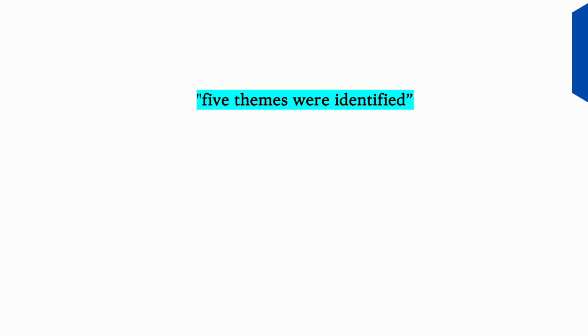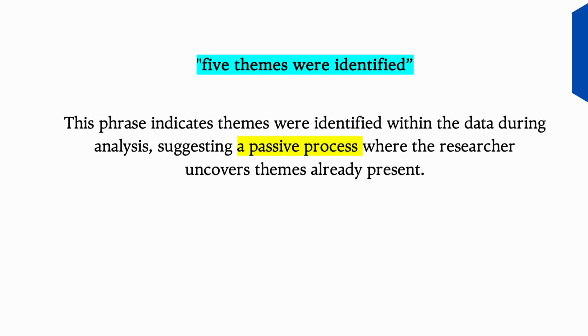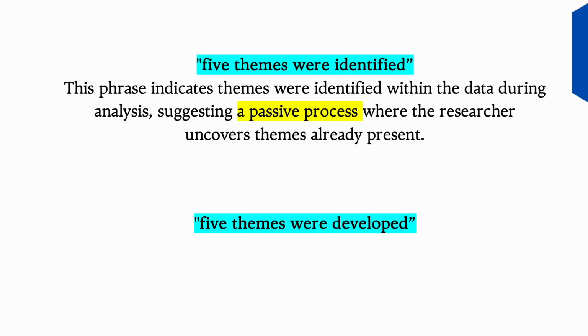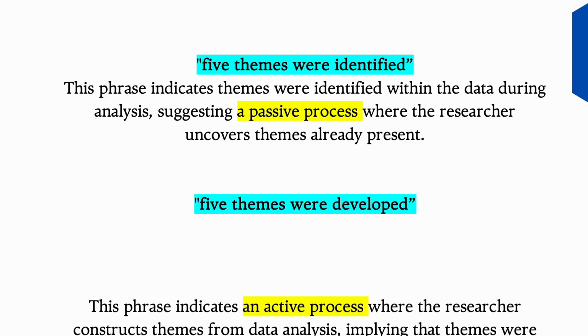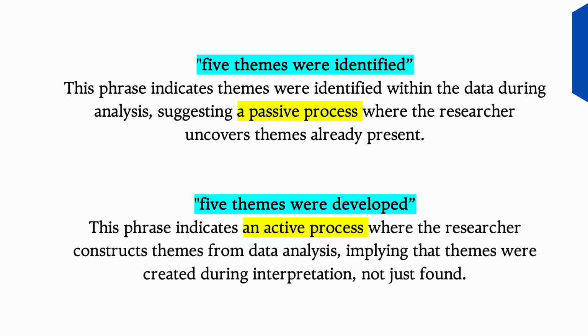Continuing from the previous slide, the phrases five themes were identified and five themes were developed may sound similar, but they carry slightly different connotations. When we say five themes were identified, it suggests a more passive process. This phrase implies that the themes were already present within the data, and the researcher simply uncovered or recognized them during the analysis. It's as though the themes were waiting to be found within the data set.